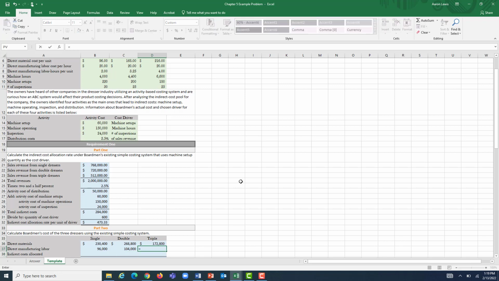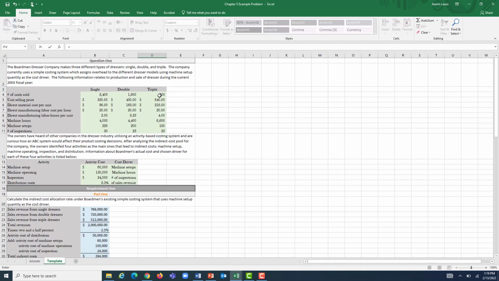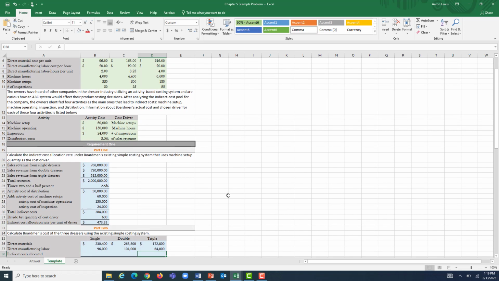And lastly, for the triple dresser, we're going to take the number of units expected to be sold, which is 800, multiply it by that $20 labor cost per hour, and multiply that by the 4 hours it takes to make each triple dresser, and we come up with a total of $64,000. So we're expecting it's going to take $64,000 worth of labor costs to complete the production of those triple dressers.